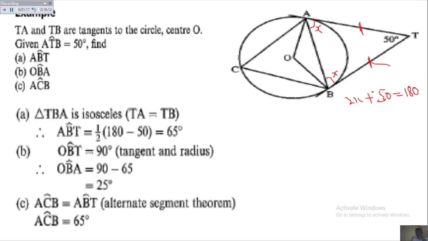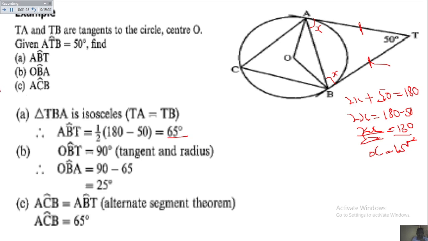This one is coming from x plus x, which will give me 2x. In this case, I have 2x equals 180 minus 50. And that will give me what? 2x equals 130. If I divide both sides by 2, x will equal what? 65. And that's how they got their 65 degrees. Now, in that particular case, that equals 65 degrees.